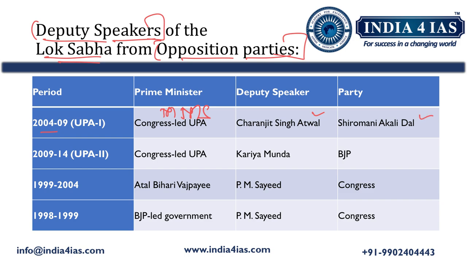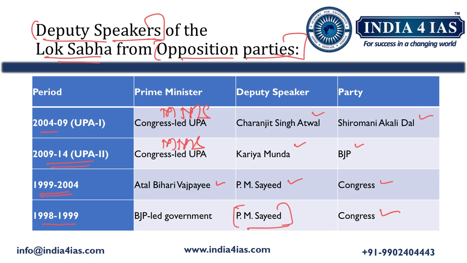Then during the tenure of UPA 2, again the Prime Minister was Manmohan Singh, and the Deputy Speaker was Kariya Munda, from BJP. Then during the tenure of 1999 to 2004, the Prime Minister was Atal Bihari Vajpayee, and the Deputy Speaker was PM Saeed, from Congress. The list goes on for the year 1998 to 1999.